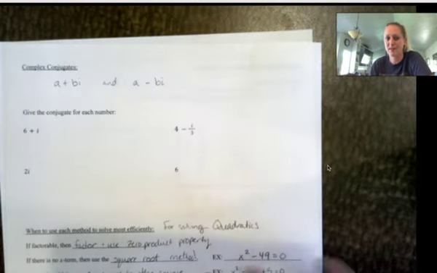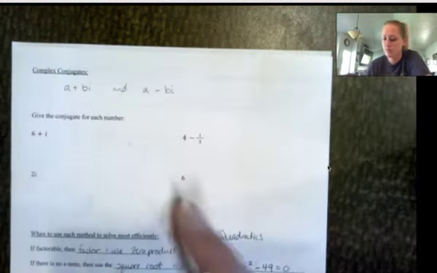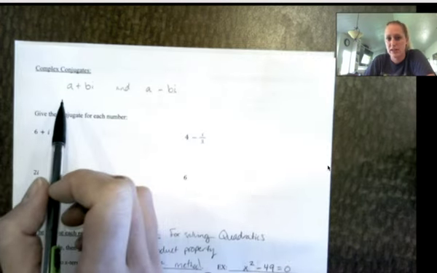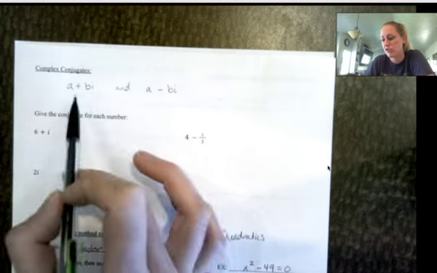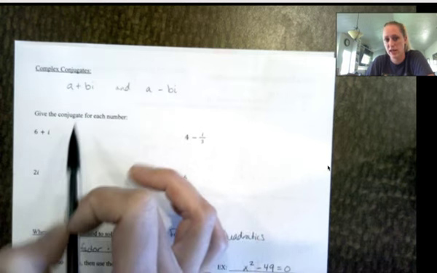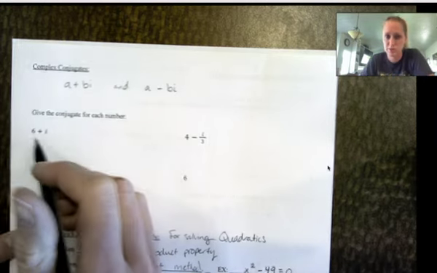All right, so we have something else here called complex conjugates. We're going to get into this a little bit more later, but complex conjugates involve a complex number and the same two terms, but changing the sign. So these are called complex conjugates. So we're going to give the conjugate for each one. All we have to do is identify a and b, and we're just going to change the sign in the middle. So this one's already good.